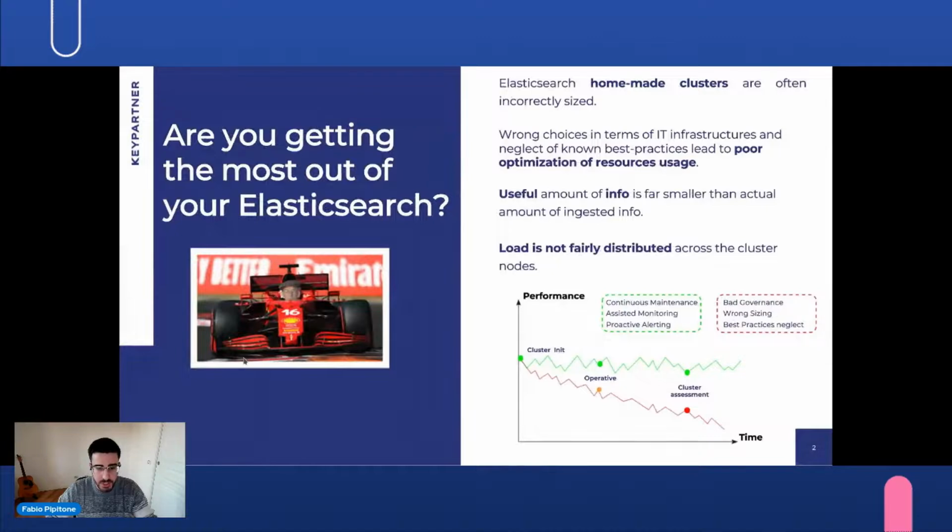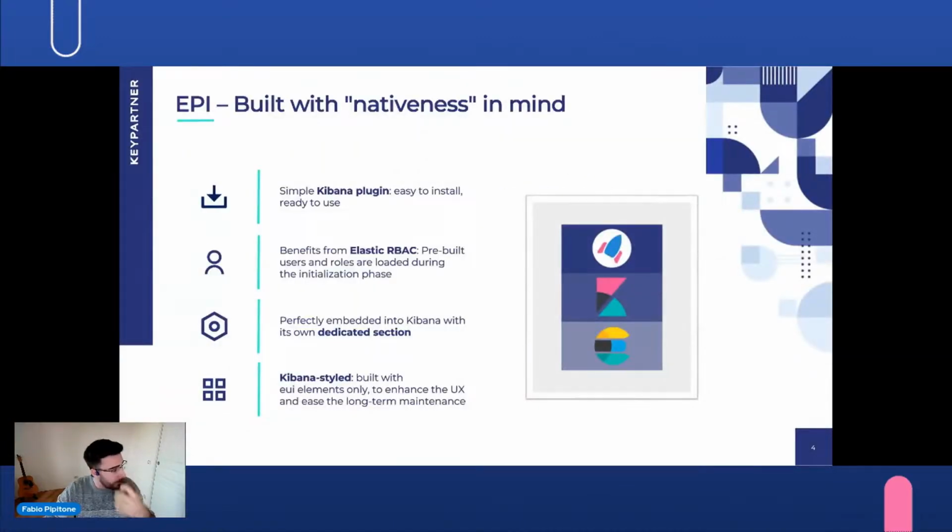Just to go back to the presentation and to sum it up, we really built EPI with nativeness in mind, if you allow me this term, because we built it as a simple Kibana plugin, very easy to install. You can benefit from the Elasticsearch features, just like machine learning and alerting on the output data, and also the role-based access control. In fact, together with the pre-built saved objects, we also load some pre-built users and roles. It has its own dedicated section in Kibana. You don't have to open any third-party app, extract your data, and load your data into any external app or a server or whatever. And it is Kibana style.